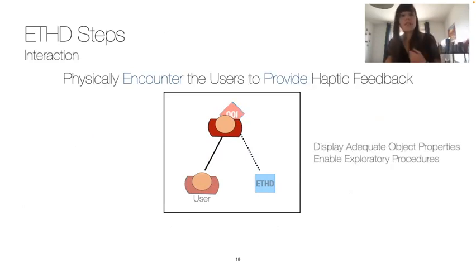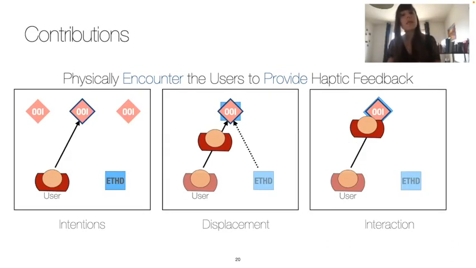So for the user experience to be consistent, the robot is required to provide the appropriate haptic feature to the user during interaction. The ETHD is required to display adequate object properties and enable their associated exploratory procedures. Solutions to enhance visual haptic consistency and the rendering of various haptic features are then proposed and detailed in the paper. So we first decompose interactions with ETHDs through three main steps: intentions, displacement, and interaction.